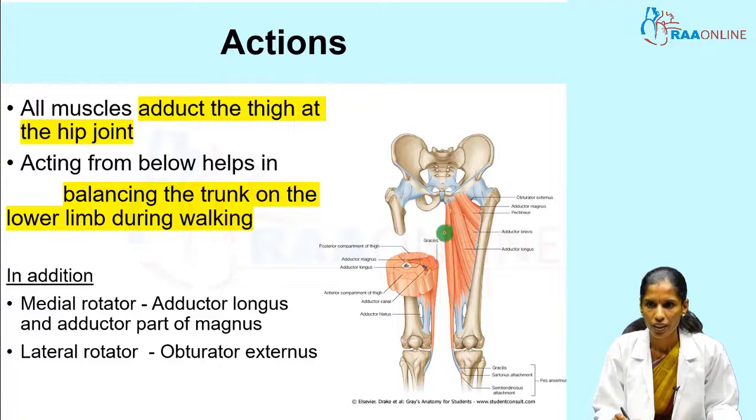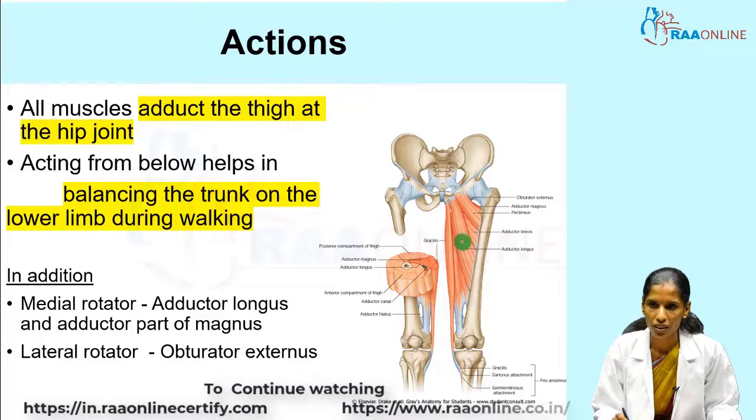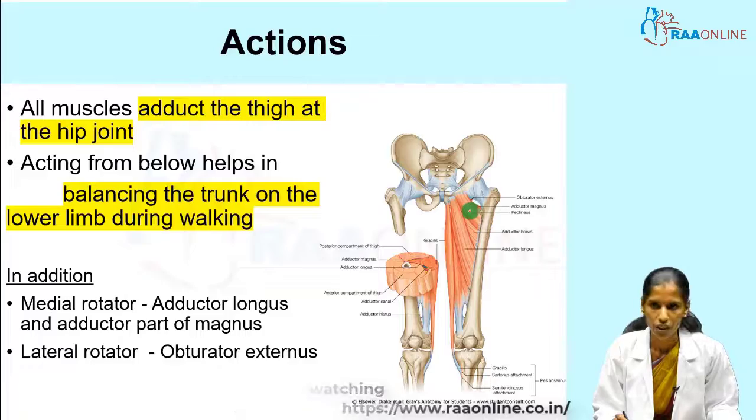But remember, in the lower limb all the muscles act in two ways, when the foot is on the ground or off the ground. When the foot is on the ground, these muscles act from below, thereby balancing the trunk on the lower limb during walking. In addition to the adduction movement, the medial rotators are adductor longus and adductor magnus, whereas the obturator externus does the lateral rotator movement.